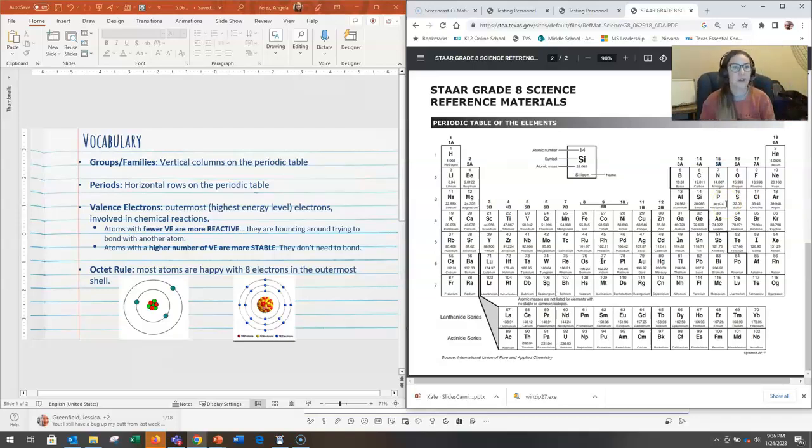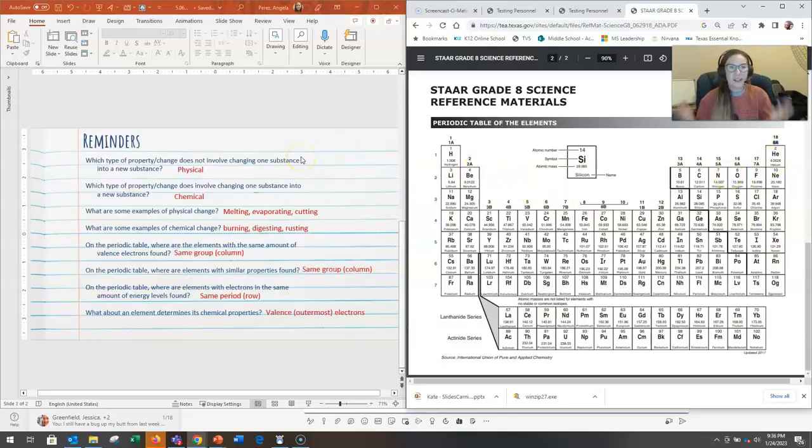And the octet rule tells us that most atoms are happy with 8 valence electrons on their outermost shell. So this group over here at the far right, they're the happy group. They're happy with their 8 valence electrons, those outer electrons on that outermost shell.